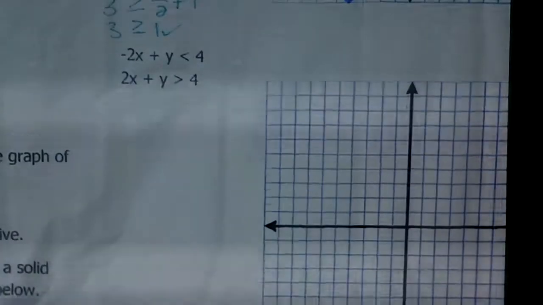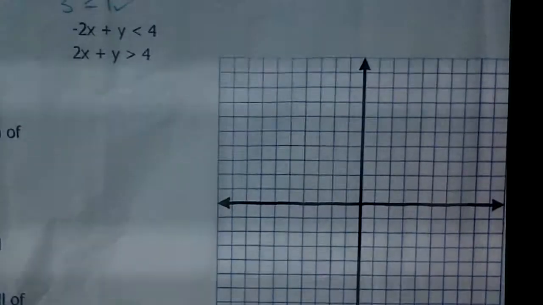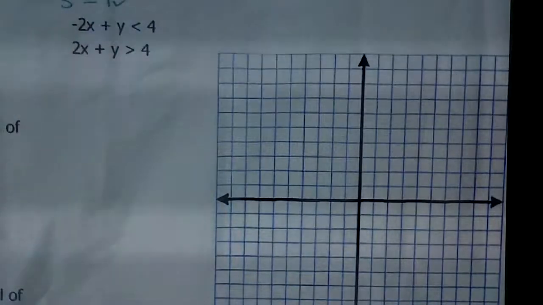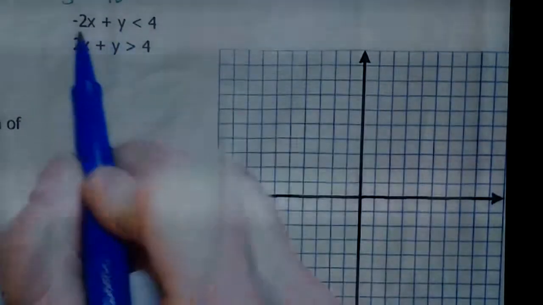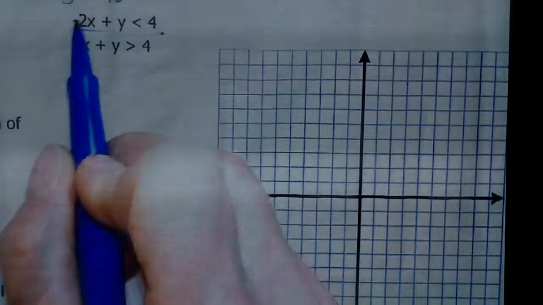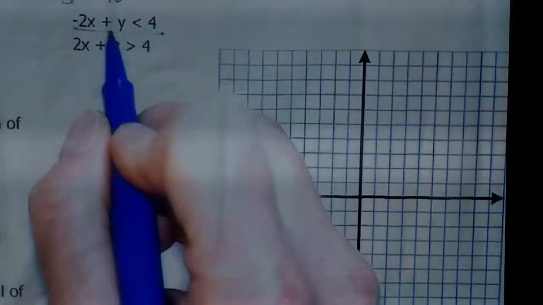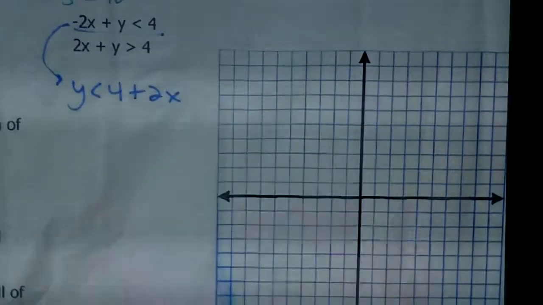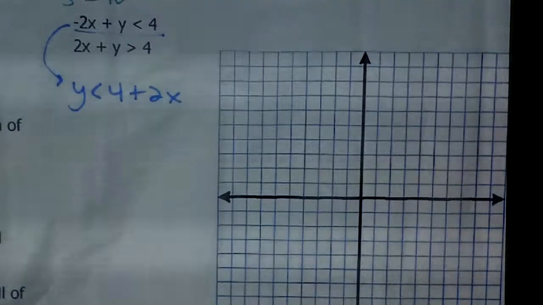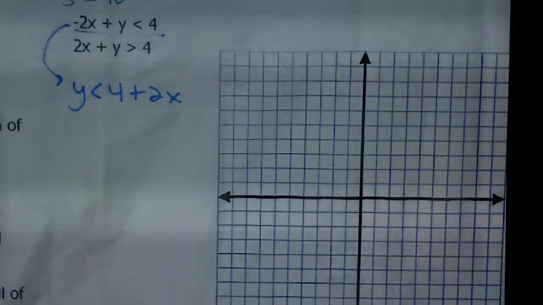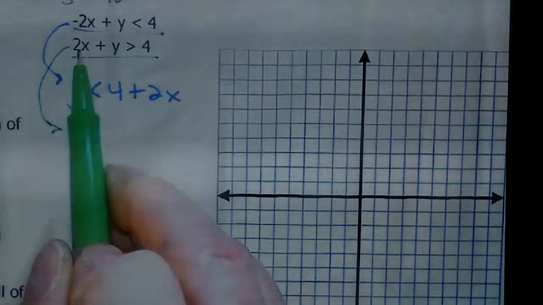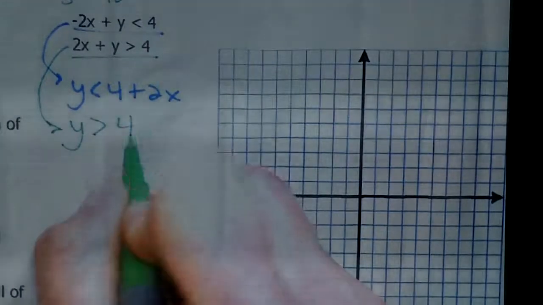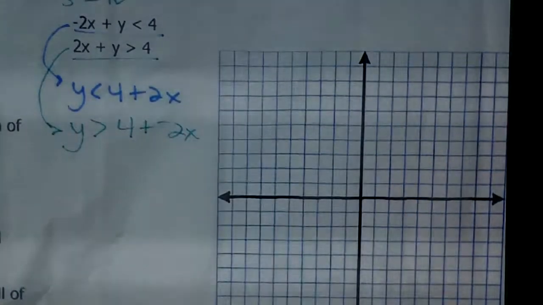All right, next system. With this, they're not in y equals mx plus b form, but at least the y's are isolated already. So with this first equation, all you really need to do is add 2x to each side. So this one is really y is less than 4 plus 2x. I didn't have to change any signs because I didn't multiply or divide by a negative. And this equation, 2x plus y is greater than 4, all I need to do is add a negative 2x to isolate the y. So this would be y is greater than 4 plus negative 2x.